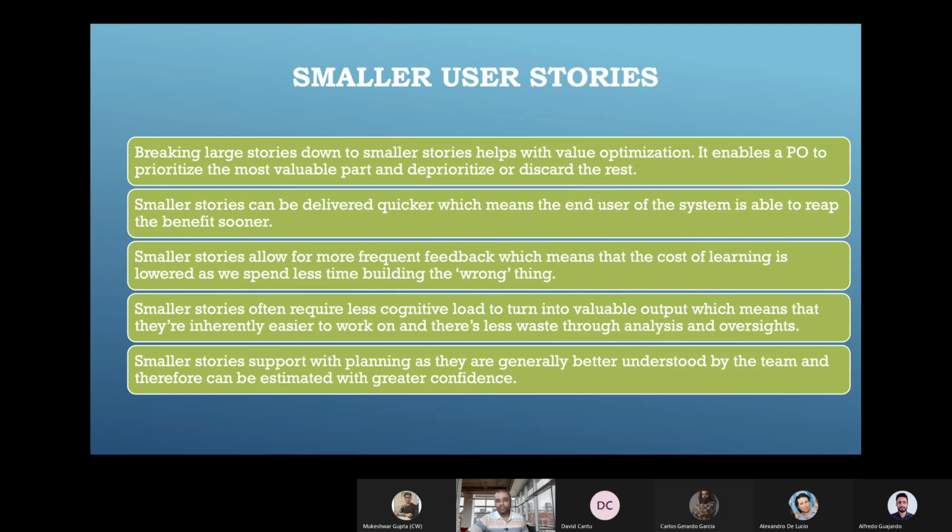And the last point is smaller stories support planning, as they are generally better understood by the team and therefore can be estimated with greater confidence. Correct or not? If I say I just want to cancel a reservation, we can give any story point. Some developer who assumes it is very simple can say 5 story points. Someone who thinks of all the cases will say it can be 21 story points. But we break it down into things. Okay, we know this is going to take that much time, energy, effort, known unknowns. Then 2 story points, then 3 story points, 3 story points, 5 story points, something like that.